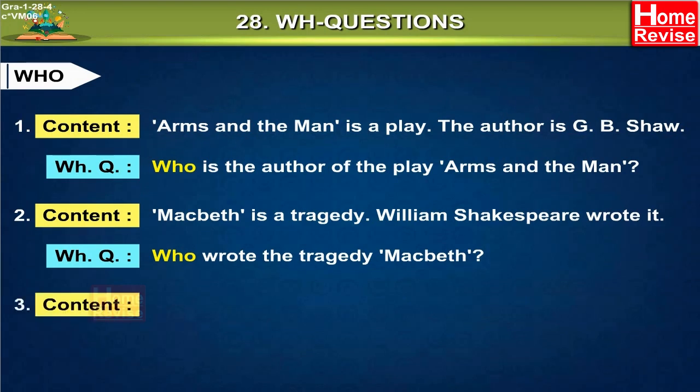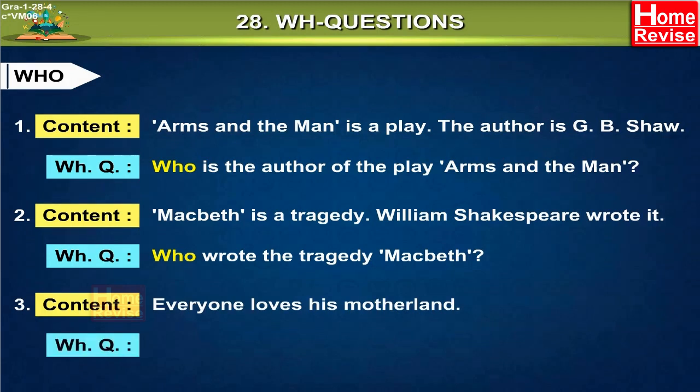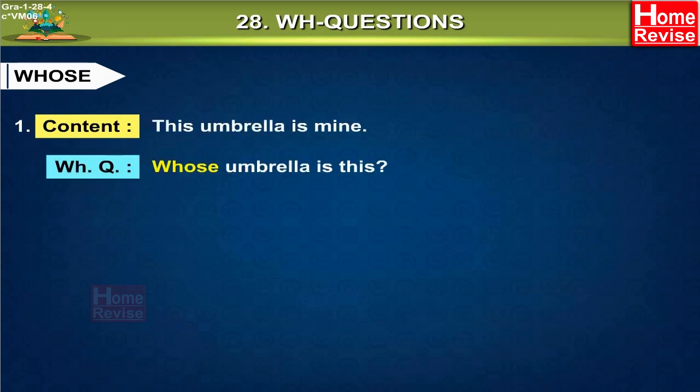3. Content: Everyone loves his motherland. WH question: Who does not love his motherland? Whose? 1. Content: This umbrella is mine. WH question: Whose umbrella is this? 2. Content.